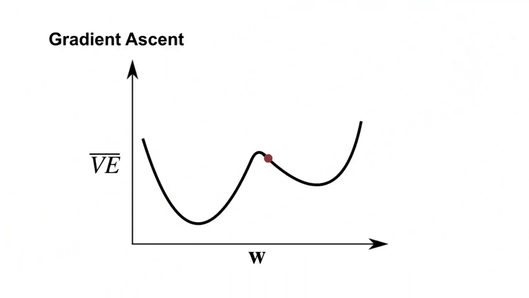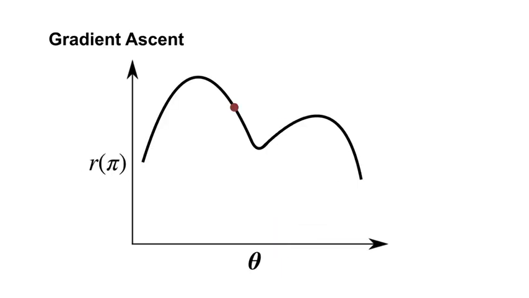To optimize the mean squared value error, we used methods based on stochastic gradient descent. We estimate the negative of the gradient of our objective and adjust the weights of the value function in that direction. Policy gradient methods use a similar approach, but with the average reward objective and the policy parameters theta. We want to maximize the average reward rather than minimizing it. This means we do gradient ascent and move in the direction of the positive gradient.